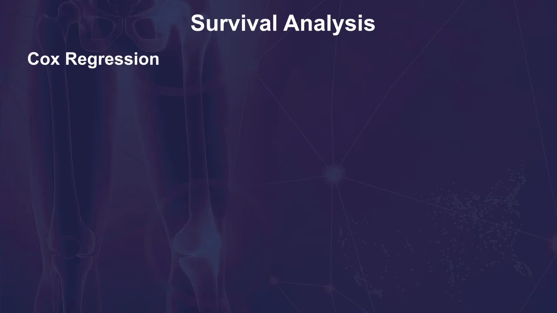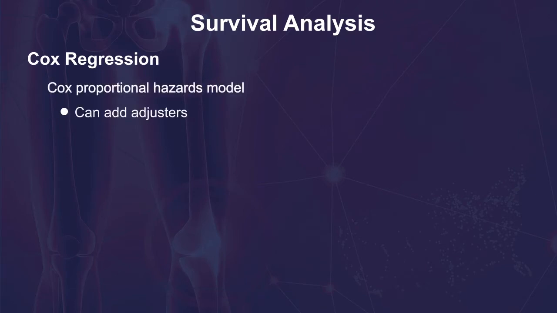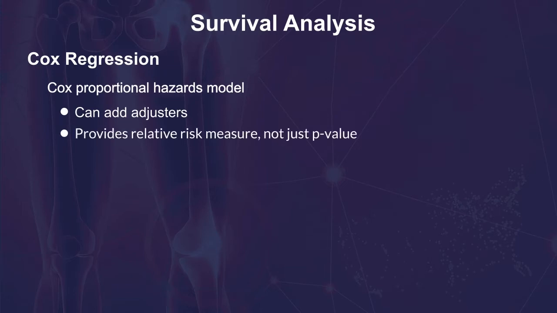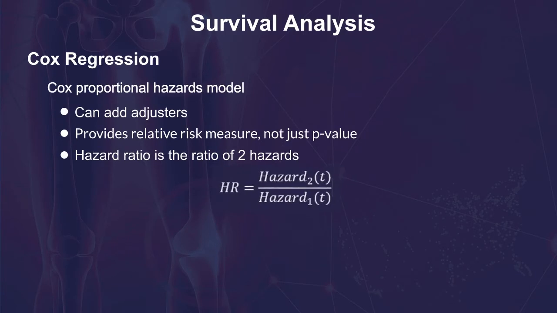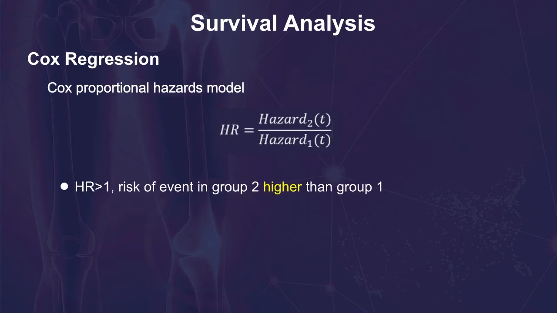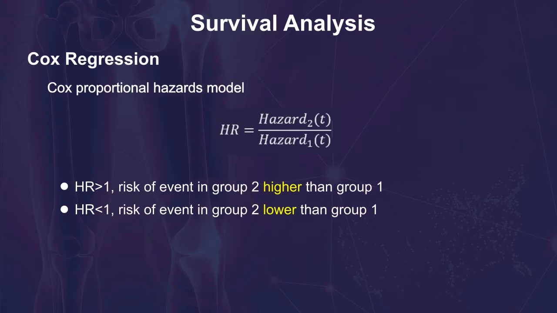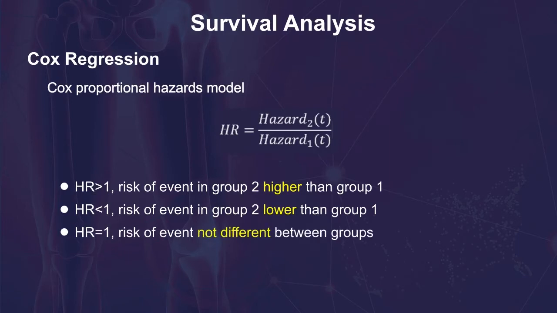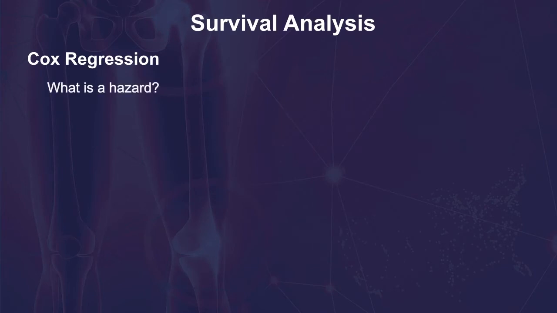The Cox model is the most commonly used model for time to event data. The Cox model provides a relative risk measure called the hazard ratio, which is the ratio of two hazards. So the hazard ratio is the hazard for group 2 divided by the hazard for group 1. If it's bigger than 1, this means the risk of an event is higher in group 2 than in group 1. If it's less than 1, it means the risk of an event is lower in group 2 than in group 1. And if it's equal to 1, this means the risk of the event is not different between the two groups. But what is a hazard?